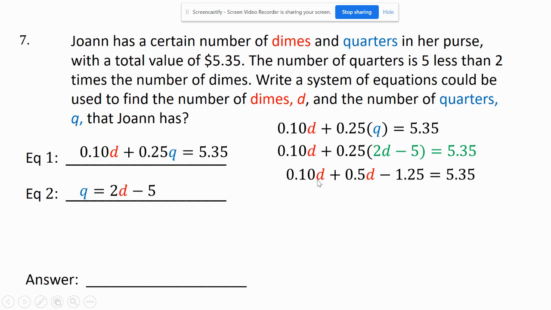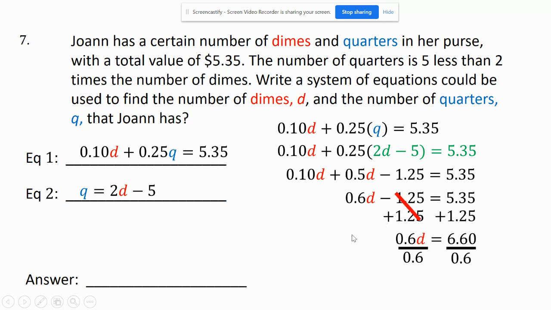So this means I can basically combine this 0.10d and the 0.5d. Now be careful, it's not 0.05. It's 0.6d. And add $1.25 to each side, divided by 0.6. And I get 6.60 for the number of dimes and quarters.